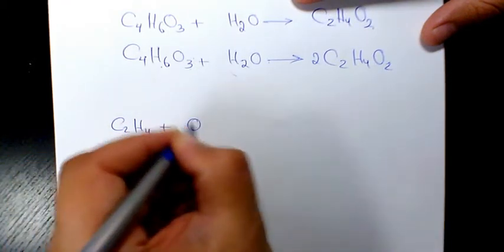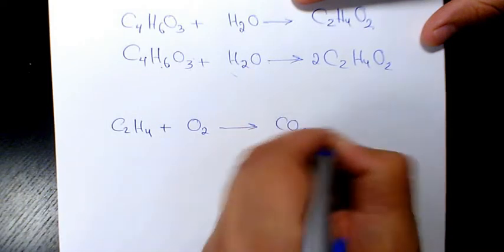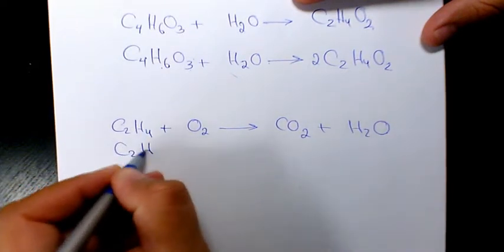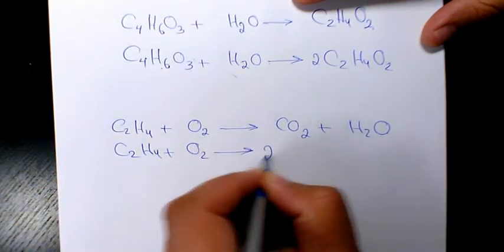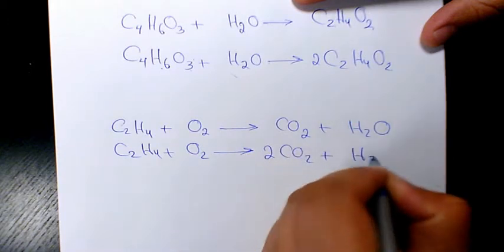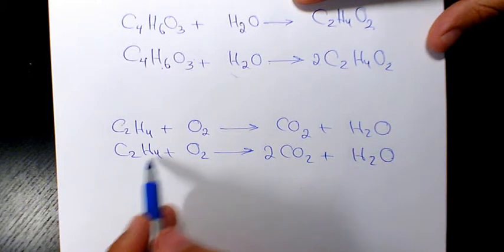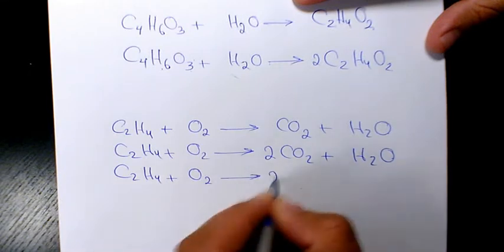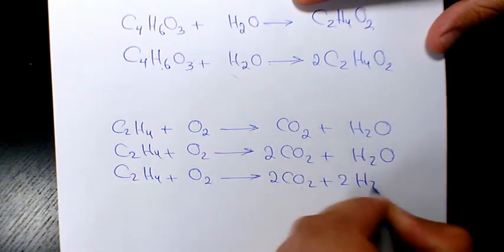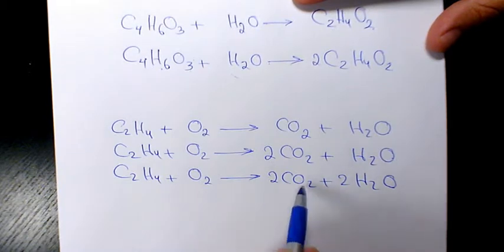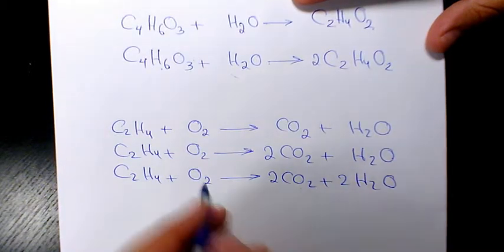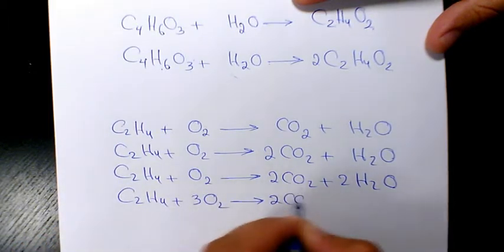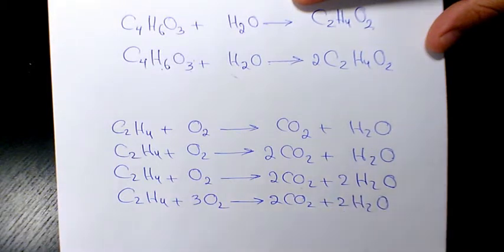Next one is C2H4 plus O2. Then give us CO2 plus H2O. Gonna balance carbon first, so it's going to be C2H4 plus O2 gives us 2 CO2 plus H2O. Now I need to balance hydrogen, so we have 4 in here, so I need to place 2 as the coefficient over there. So 2 CO2 plus 2 H2O. So how many oxygen? 2 times 2, 4 plus 2, 6. So I need to put 3 in there to make 6 oxygen on this side as well. Perfect.